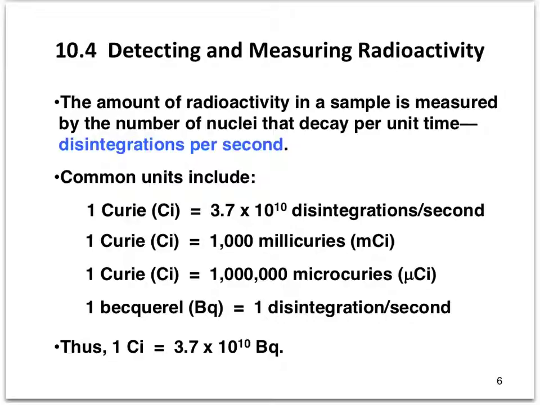Detecting radioactivity and quantifying it can be difficult. We use the unit the curie, which is 3.7 times 10 to the 10th disintegrations per second. And a disintegration is the number of nuclei that are decaying over a given unit time.